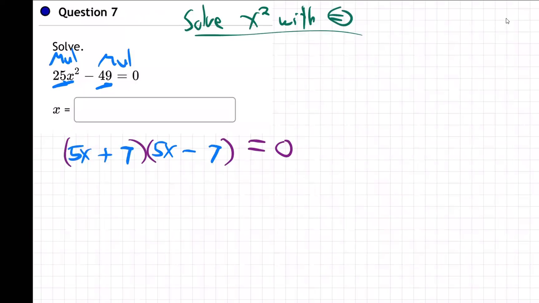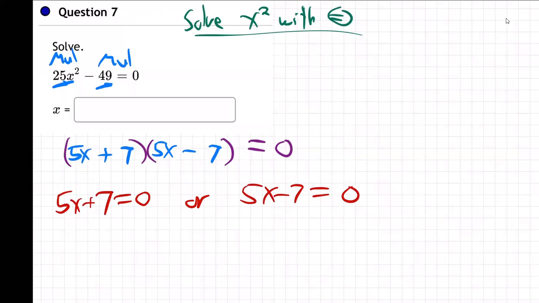And now, we can't stop here. Why? Because we have the equals. If we didn't have the equals 0, then we would be done. Right here, we're done. But we have equals 0. So that means you got to keep going. Then you set each one equal to 0 separately, don't you? Each one equal to 0 separately.